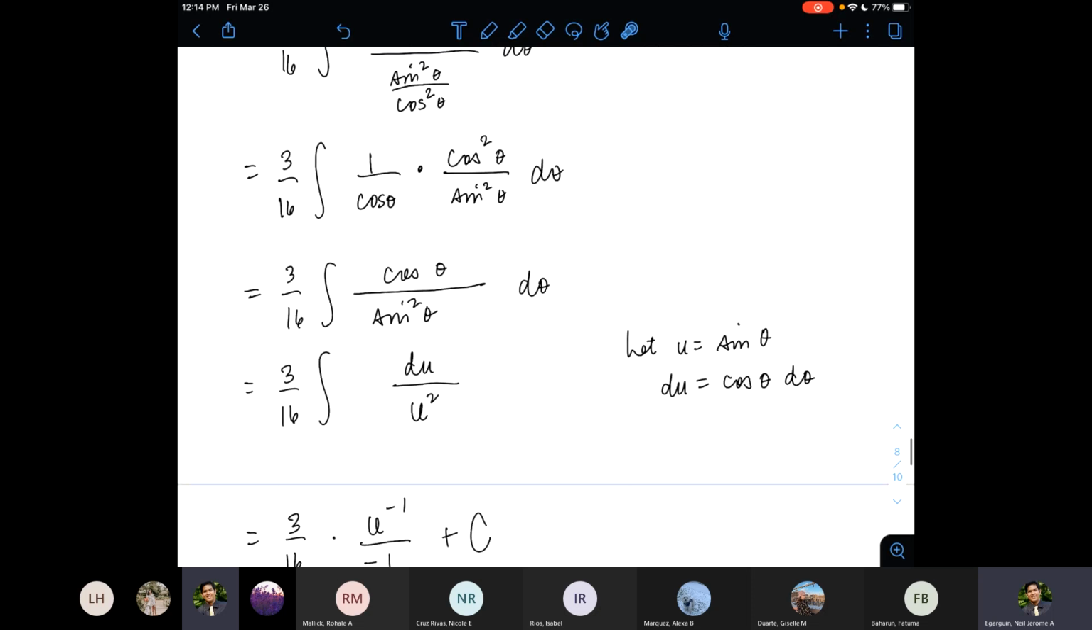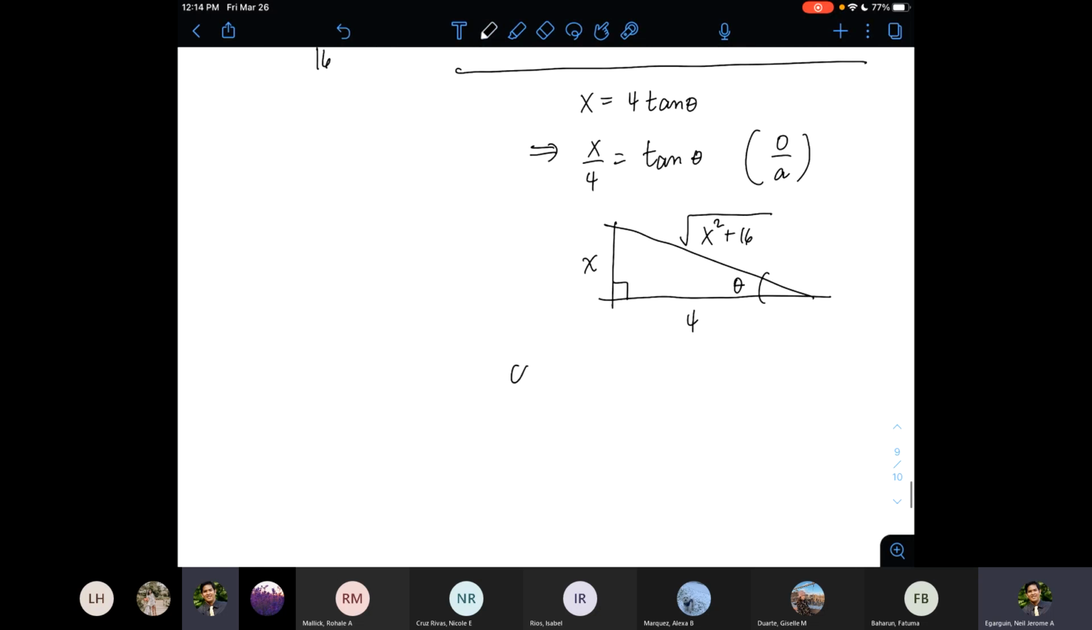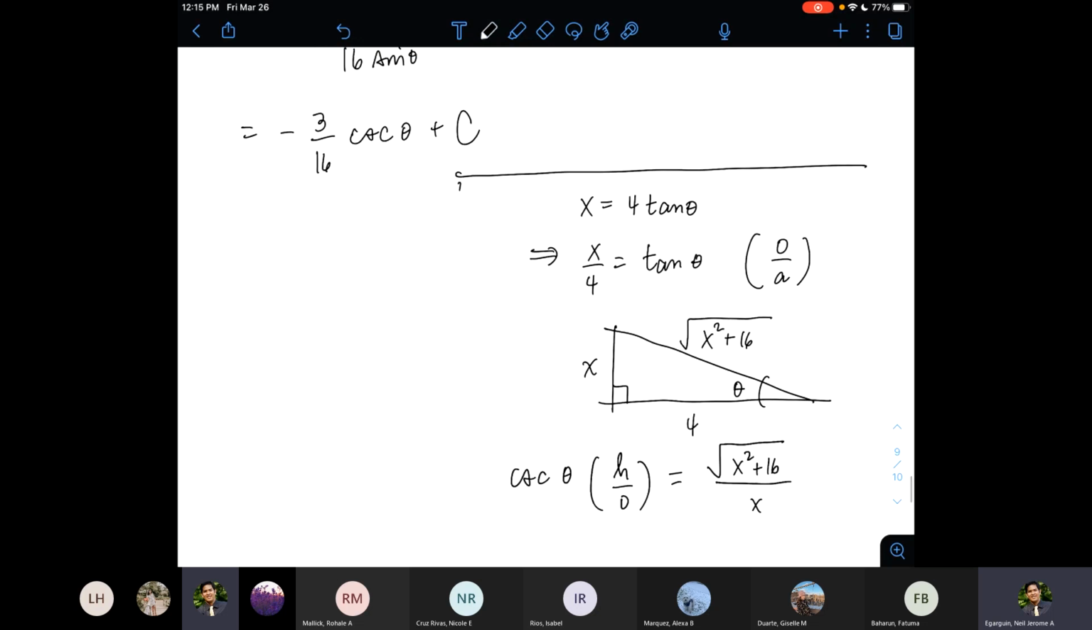So you should be able to see that radical in the triangle in some form or the other, right? So now let's compute for cosecant theta. Well, cosecant theta from your SOHCAHTOA, it's the reciprocal of sine, so it should be hypotenuse over opposite. So hypotenuse is root of x squared plus 16, and opposite theta is x units. So basically, our final answer should be minus 3 over 16 of root of x squared plus 16 all over x plus the arbitrary constant c.